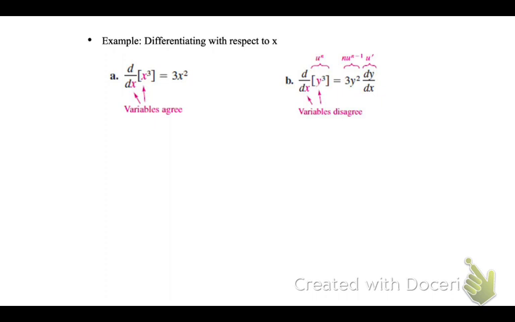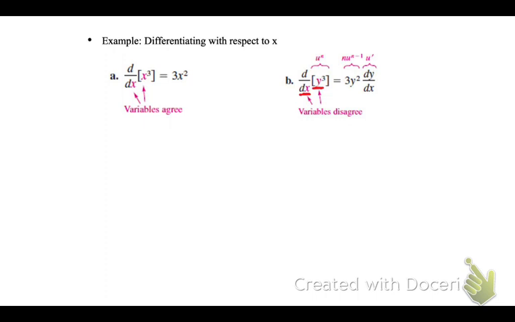So d dx. So we're taking the derivative with respect to what variable? X. Is x the only thing on the left? Yes. So then we would take 3x squared. Okay. d dx of y cubed. Do the variables match? No. So since the variables do not match, this variable and this variable do not match, we have to do it this way. So you still take the derivative of y cubed, so it's 3y squared. But then we have it times dy dx.